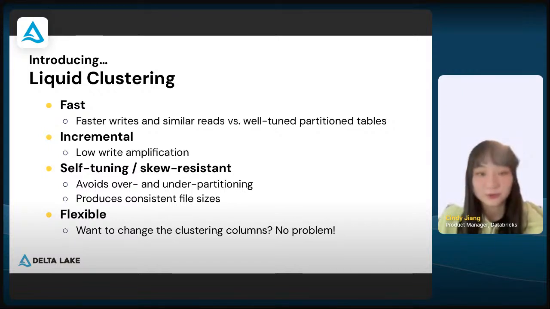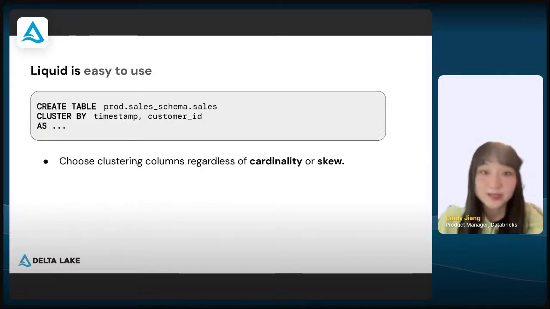It is also self-tuning and skew resistant, so you don't have to worry about the cardinality of a column when you choose a clustering column, which is not the case when you pick your partitioning columns. And last but not least, it's super flexible. You can change your clustering columns at any time based on your query pattern needs without rewriting the table. It is super easy to get started and to achieve all these benefits. You simply have to run the CLUSTER BY syntax when you create your table.